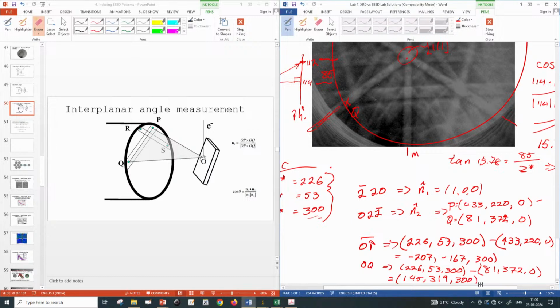Okay, so now I have two vectors, OP and OQ. So if I come over here, I want to find the normal to those two vectors. I have to take the dot product, or the cross product, I'm sorry, right? And that will give me a normal in the coordinate frame of the phosphor screen.